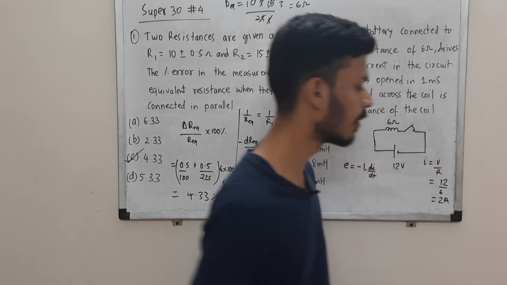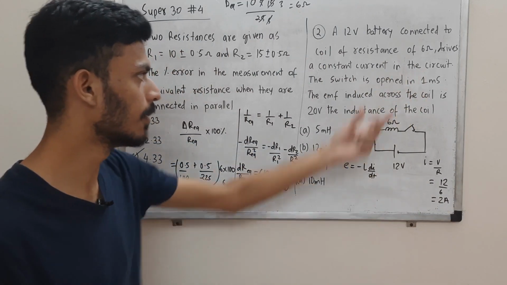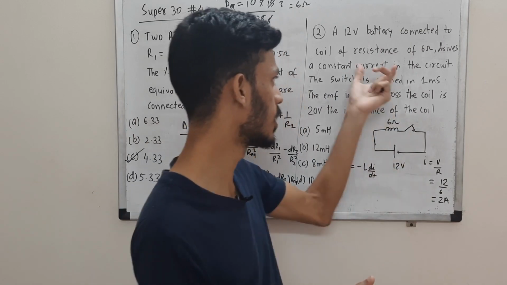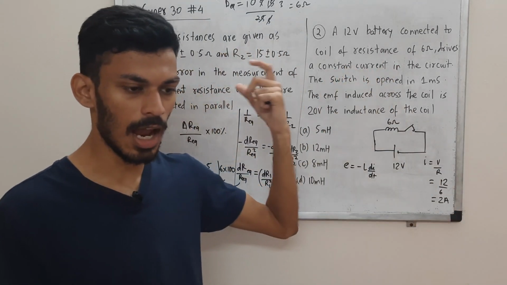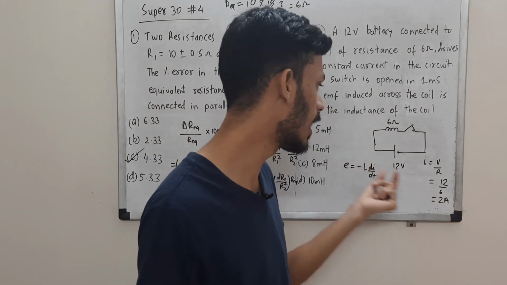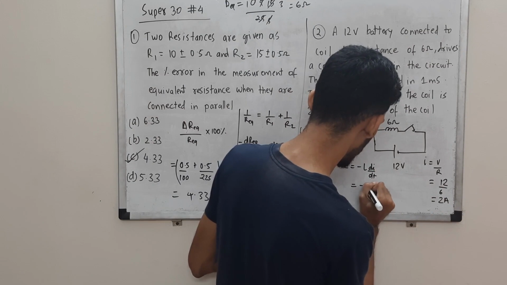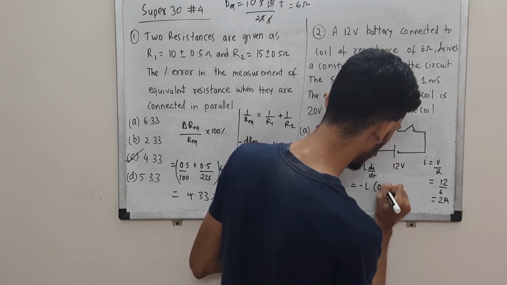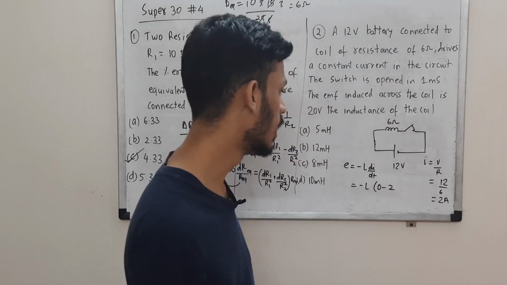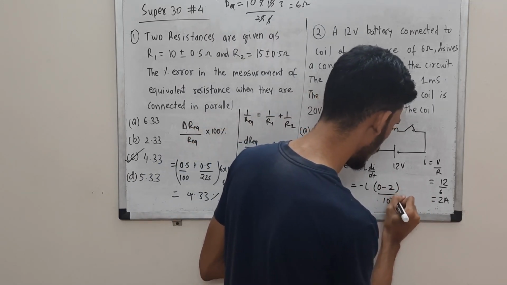So current is going from 2 amperes to 0, right? In 1 millisecond, it is going from 2 amperes. Initially, the switch is closed and constant current is flowing, which is 2 amperes. Then it will go to 0 when you open the switch, right? So the change in current delta I is final minus initial: finally 0, initially 2, so it is minus 2 amperes. And the time taken is 1 millisecond, or I can write it as 10 to the power minus 3.